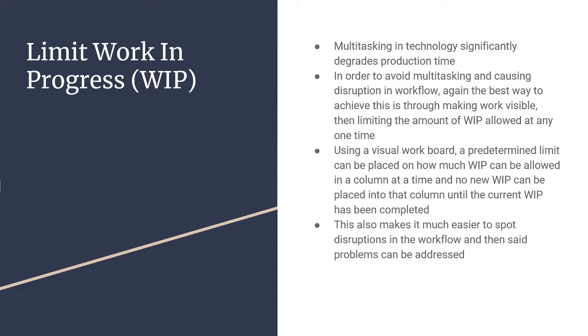Using a visual workboard, as we saw in the last slide, we can see how much work in progress can be allowed in one column at one time, and no work in progress can be placed into that column until the current work over there is complete. This is, for me, common sense, that we cannot overload that part. This also makes it much easier to spot disruptions in the workflow, and problems can be addressed more easily than if we have a bunch of stuff. It's going to be harder for us to focus and to resolve problems.